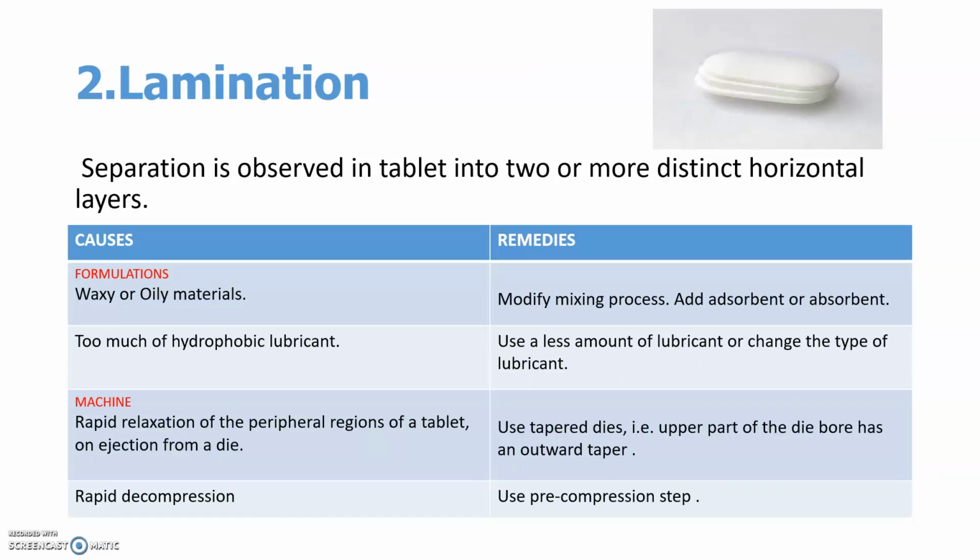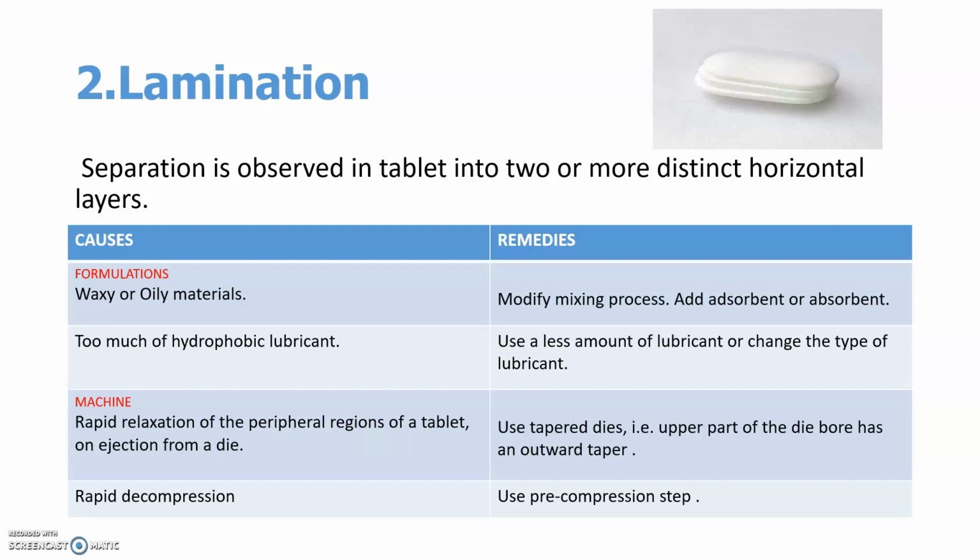Second is lamination. It is similar, but here you can observe the tablet in two or more distinct horizontal layers. In capping, it happened only once, that is, the upper or lower segment. Here, upper, lower, and middle, there are two or more distinct layers. Formulation related causes include waxy or oily material, and too much of hydrophobic lubricants.